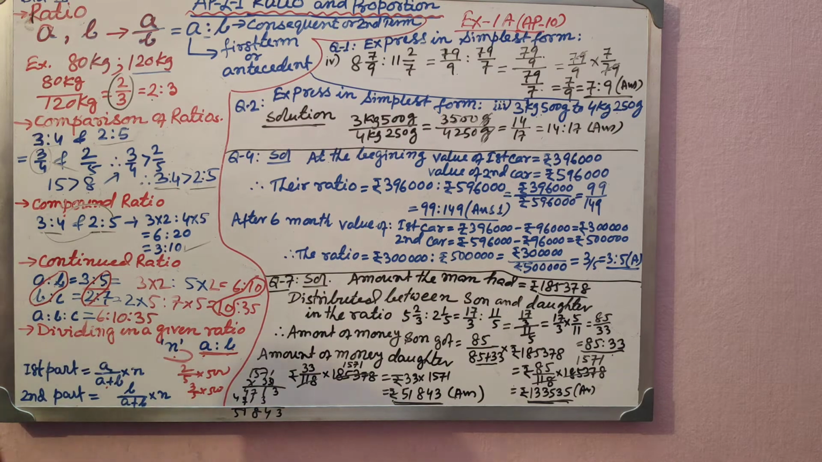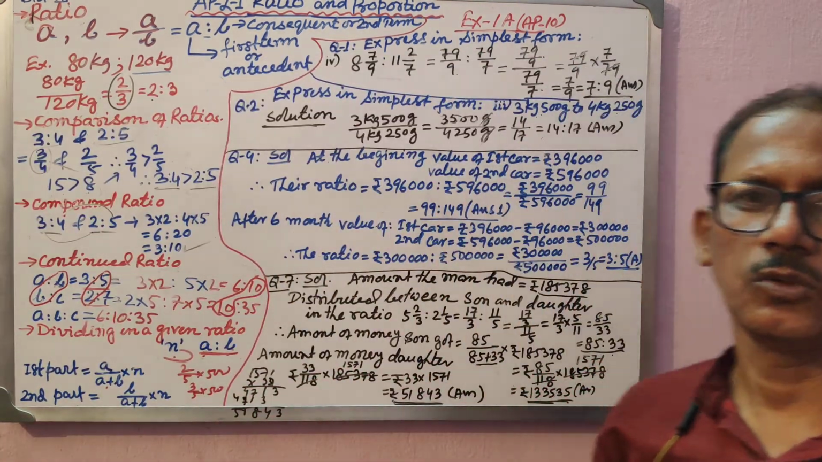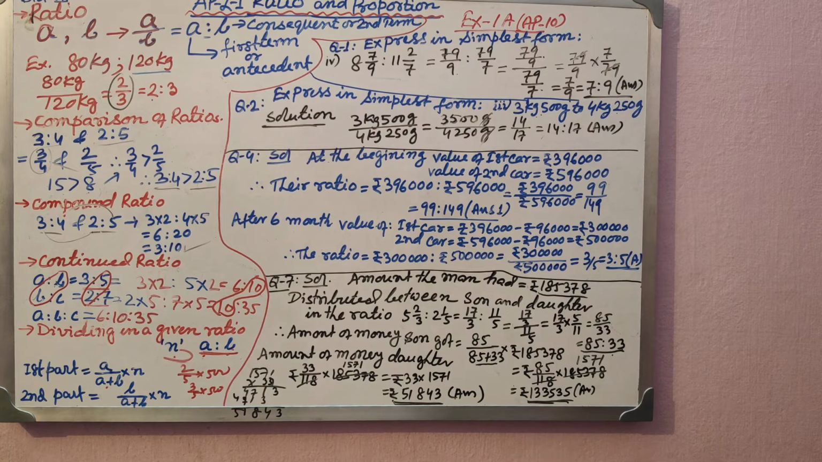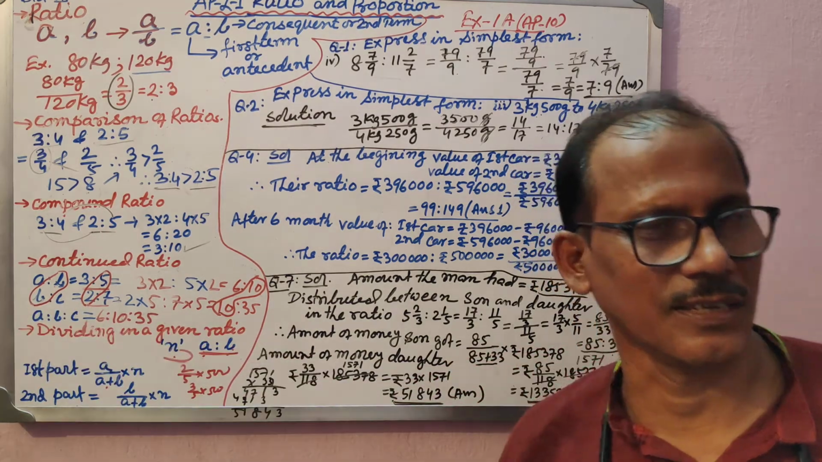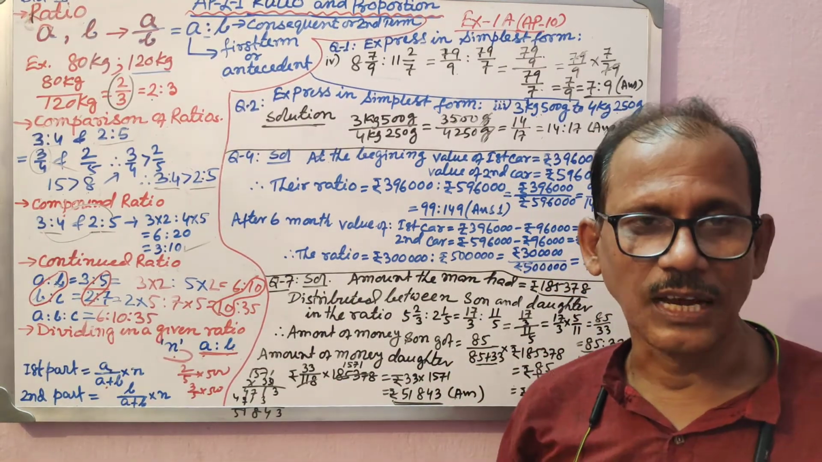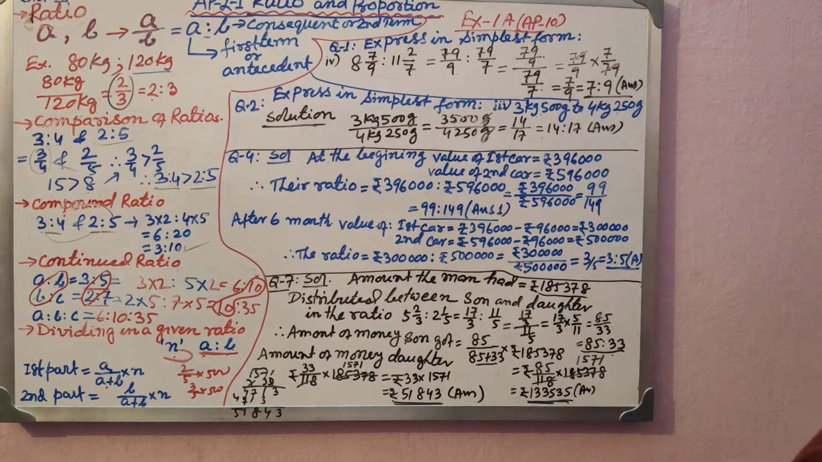I hope you understood. Now let us move to the exercise. You have got exercise 1A, page number AP10. Things are very simple for you. You have understood things. You have practiced last year. You all are masters. You all are intelligent. So there is no problem in this.